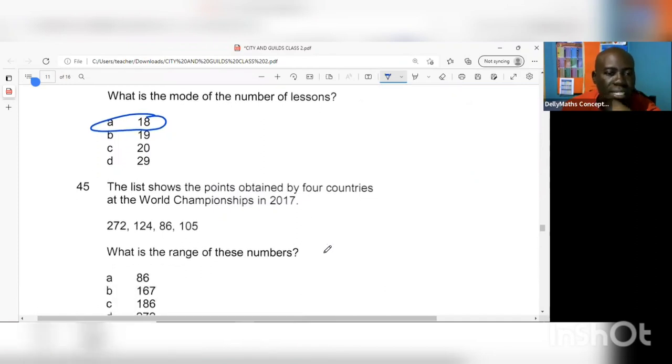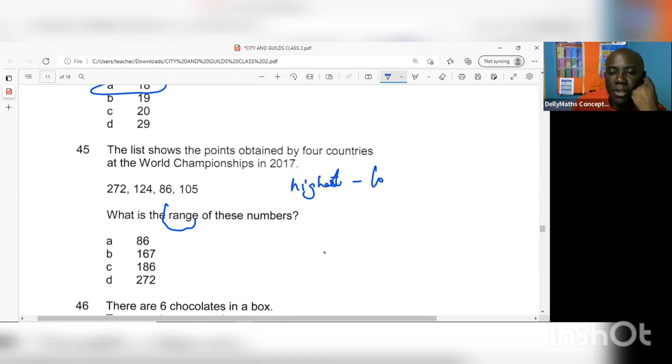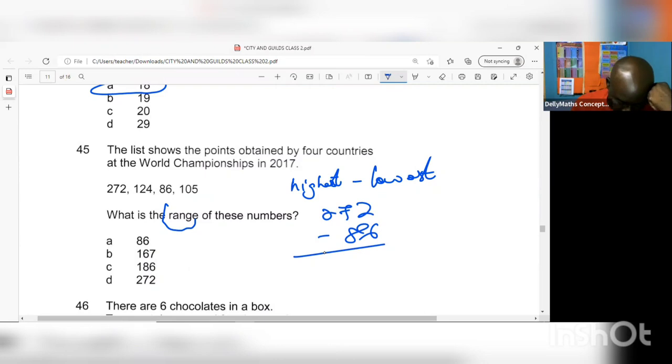Next question. The list shows the points obtained by 4 countries at the World Championships in 2017. All right, so we're looking at 272, 124, 86, 105. What is the range of these? The range is the highest minus the lowest. So we are looking for the highest and we're going to take the lowest from it. So that's 272, and I'm going to take 86 from it.